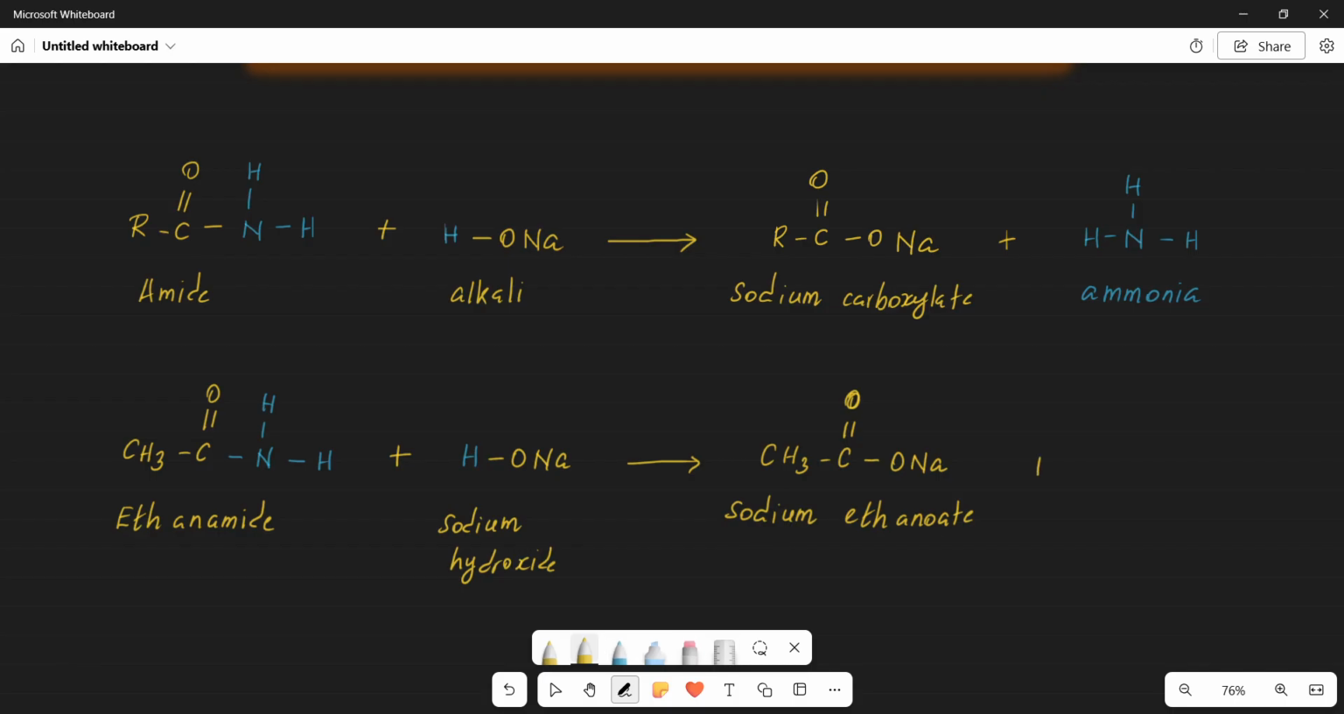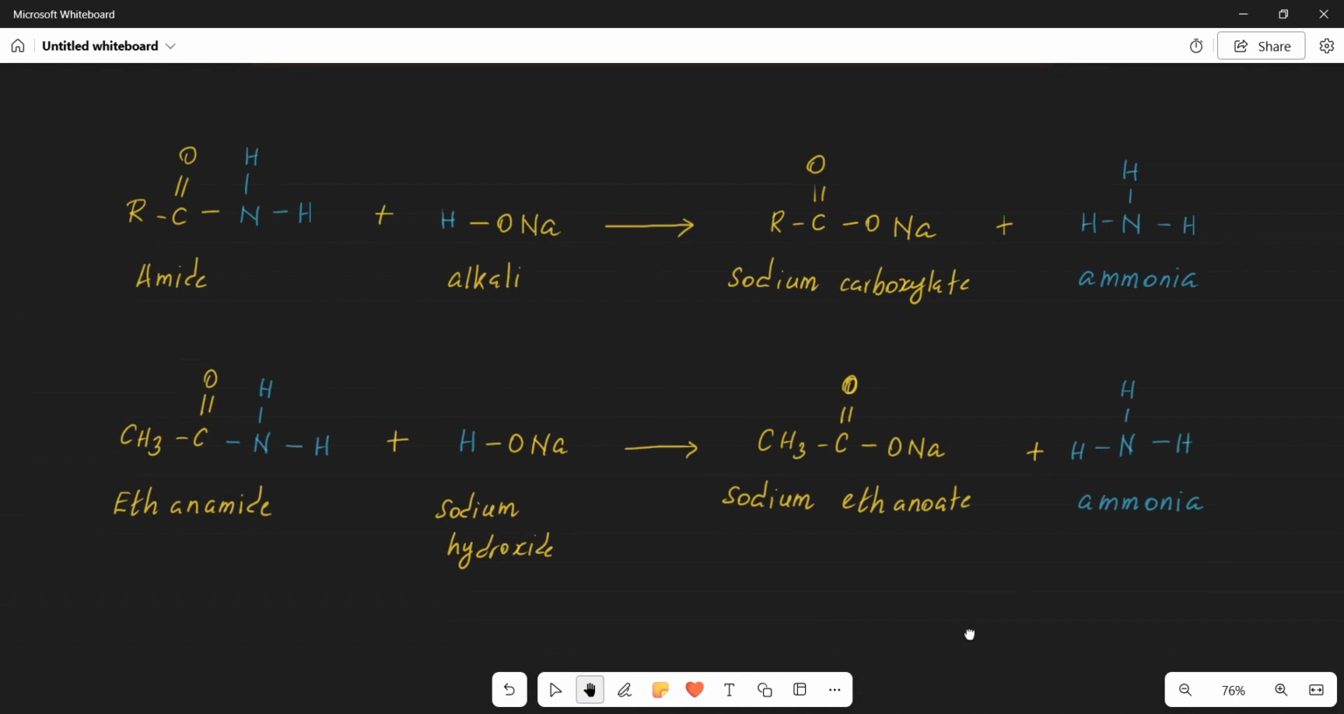And along with the sodium ethanoate, we will get ammonia. Again and again I am saying it's not ammonium ion, it is ammonia. Ammonium ion will be the product when you do the hydrolysis in presence of acid, like dilute sulfuric acid, dilute hydrochloric acid.